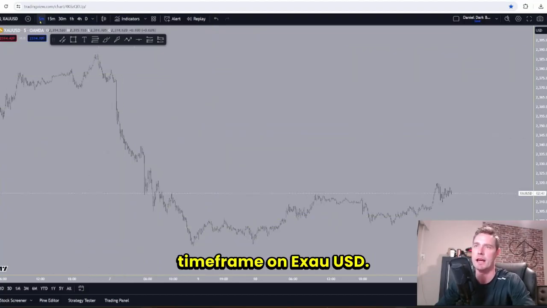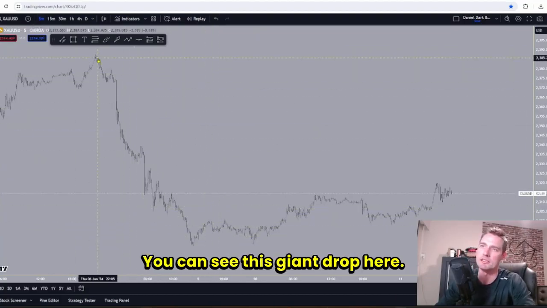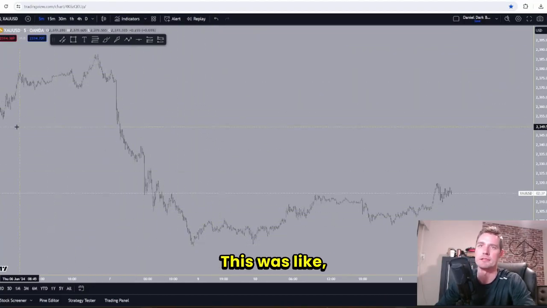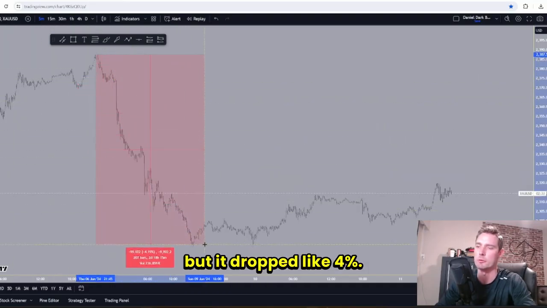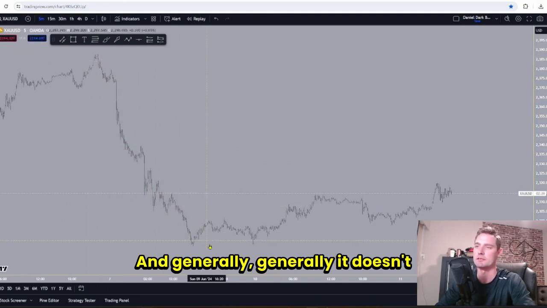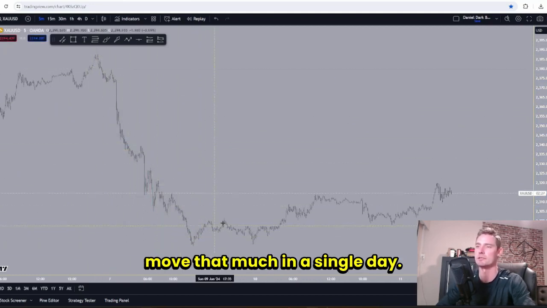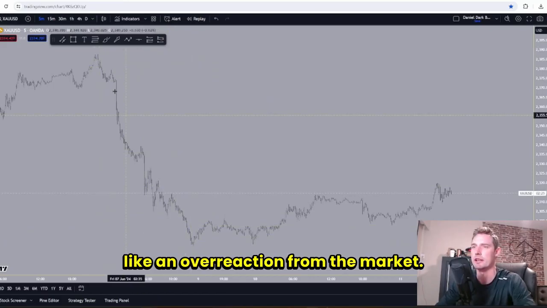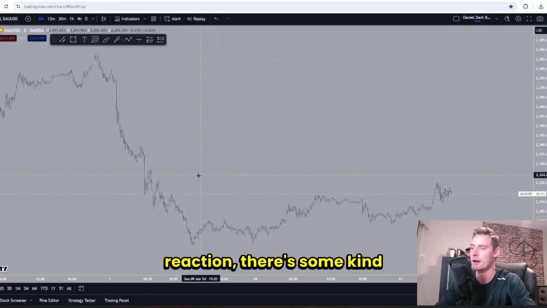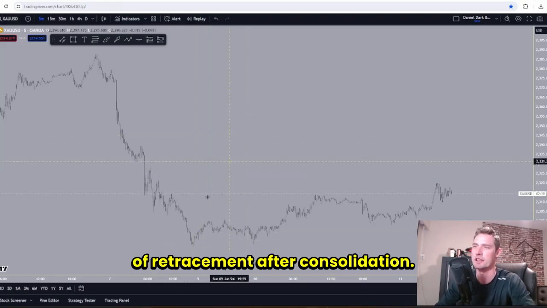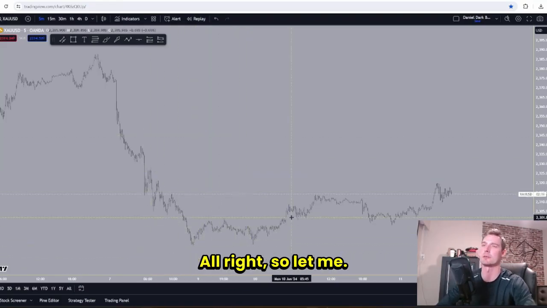We're on the 5-minute time frame on XAU USD, and you can see this giant drop here, right? This was from the NFP news on Friday, but it dropped like 4%, and generally it doesn't move that much in a single day. So this would be considered an overreaction from the market, right? And generally, when there's an overreaction, there's some kind of retracement after consolidation. All right, so let me tell you what I mean.